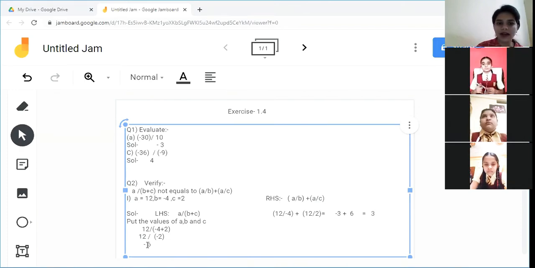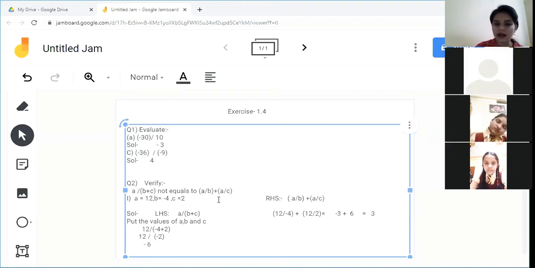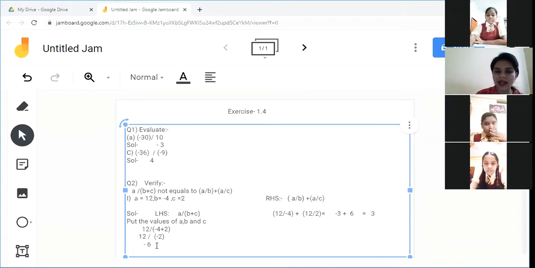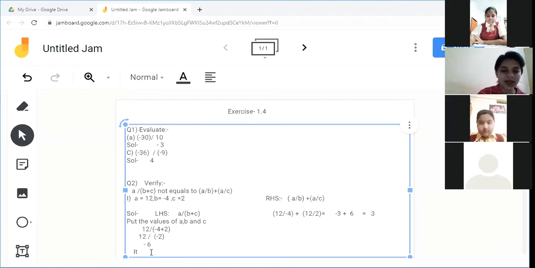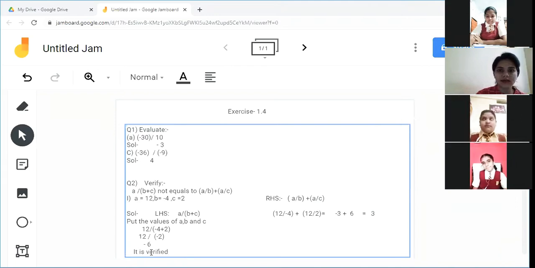We got the answer, and negative 6 in the LHS. So are they equal, children? No, they are not equal. So we can say that LHS is not equals to RHS as it was given in our question. We have to check whether left hand side is equals to right hand side or not. So first we solved left hand side, then we solved right hand side, and we saw that the answers are not equal. So we can say that it is verified. Okay.